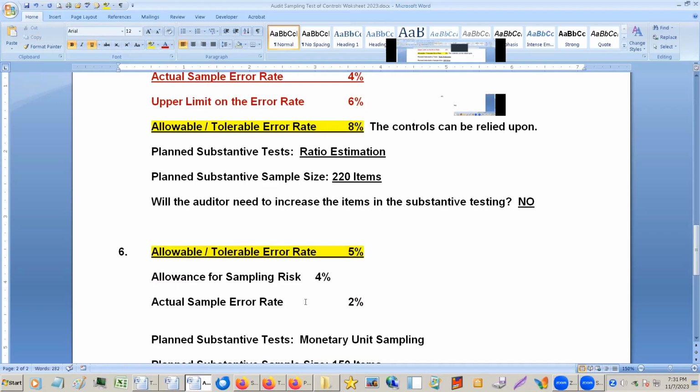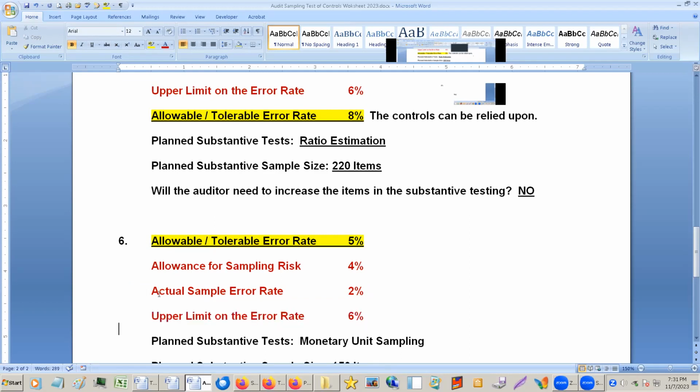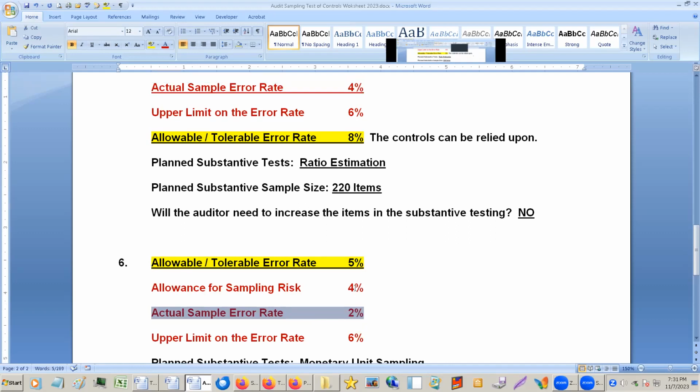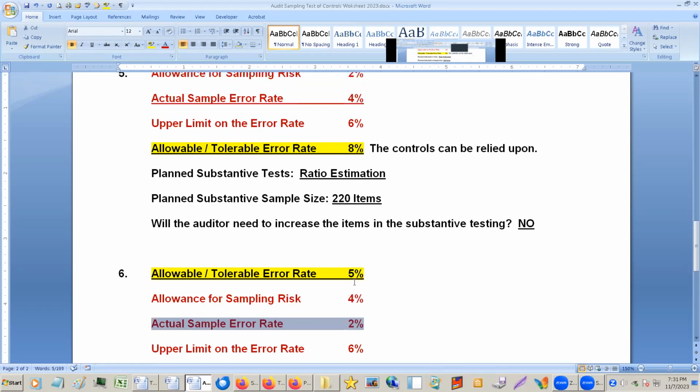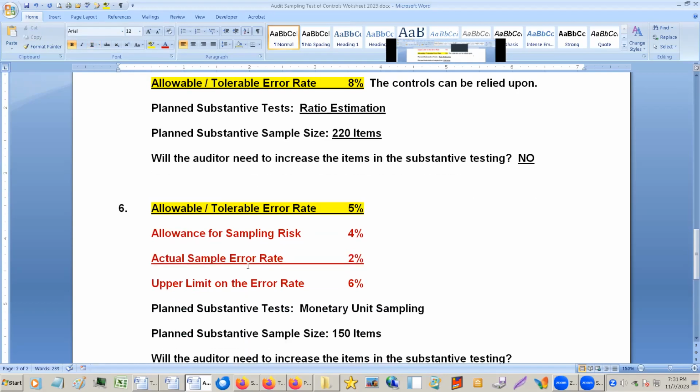So here's the allowable or tolerable, and here are the allowance for sampling risk and the actual. Hey, look, it's the same. Okay, so can the controls be relied upon? No.